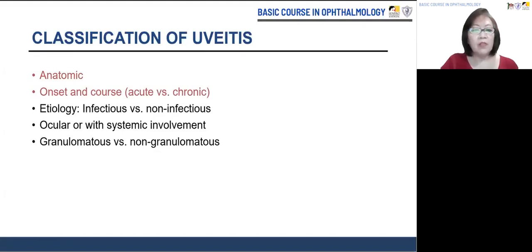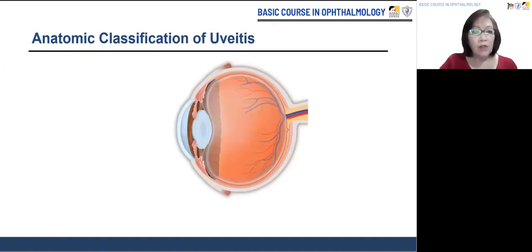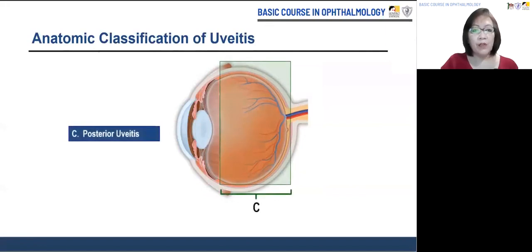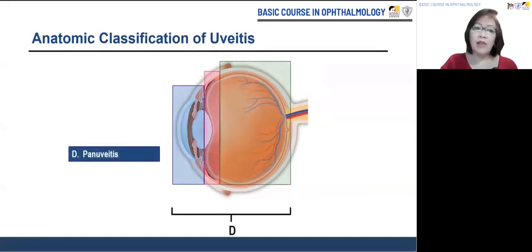For purposes of this lecture, we will focus mainly on the anatomic classification and descriptors used as guide in the formulation of a differential diagnosis. The anatomic classification was developed by the Standardization of Uveitis Nomenclature, or SUN, working group. It is based on the primary site of inflammation. There are four categories under this classification: anterior, intermediate, posterior, and panuveitis.